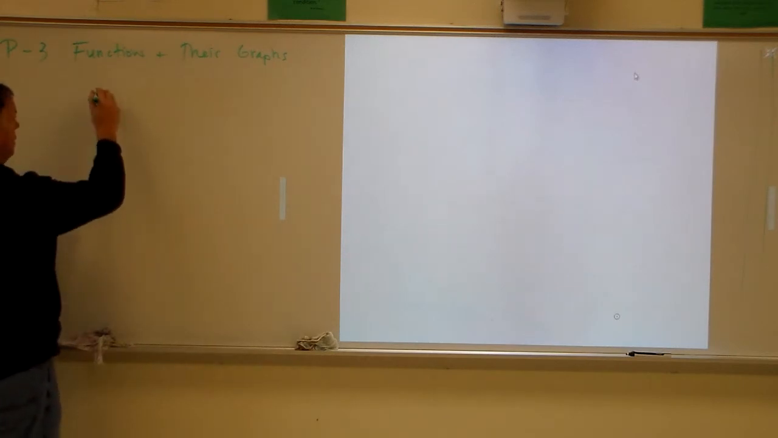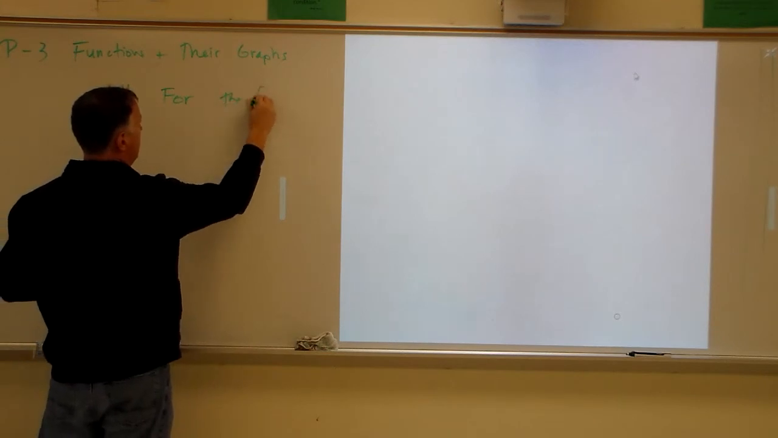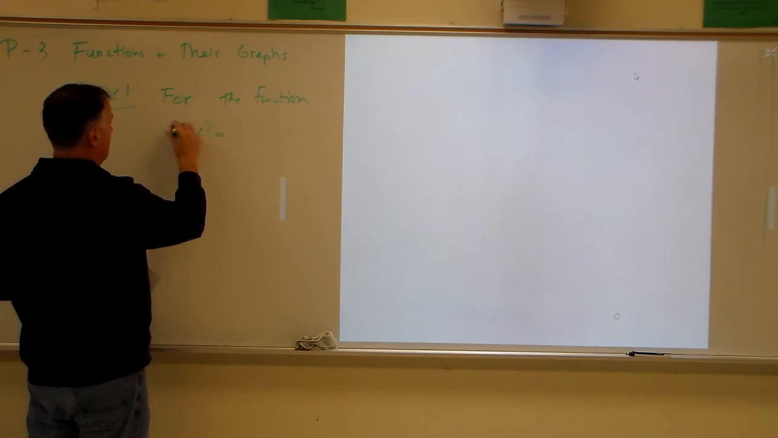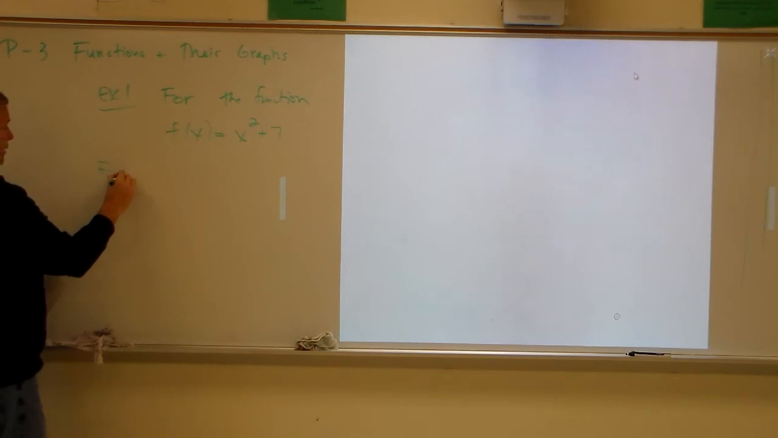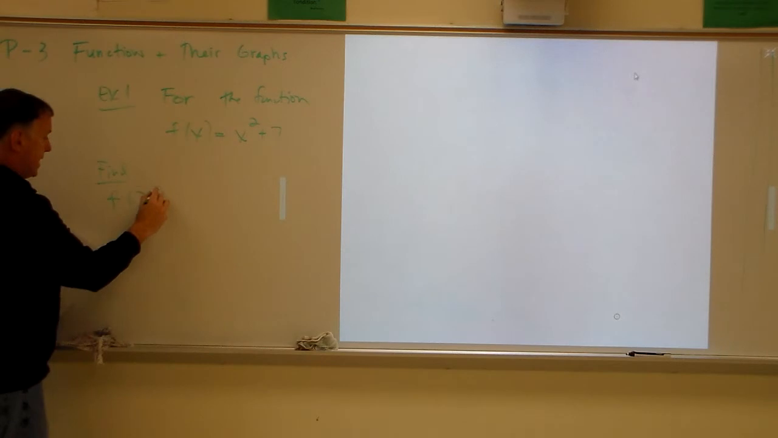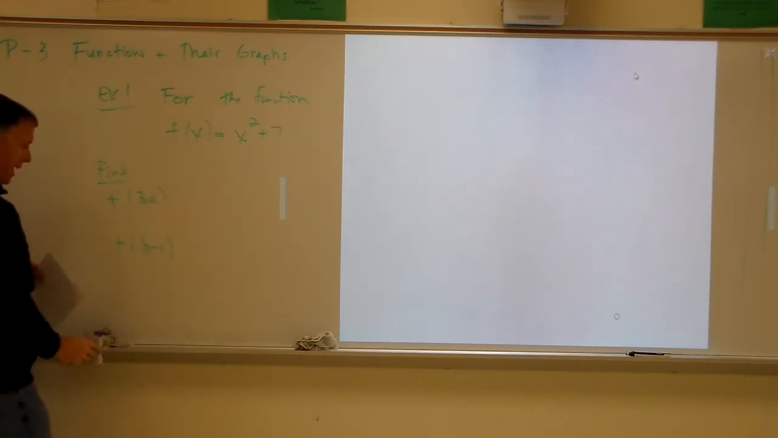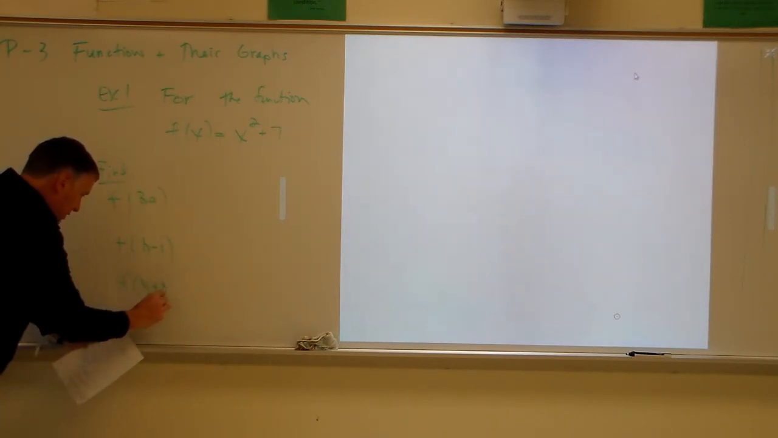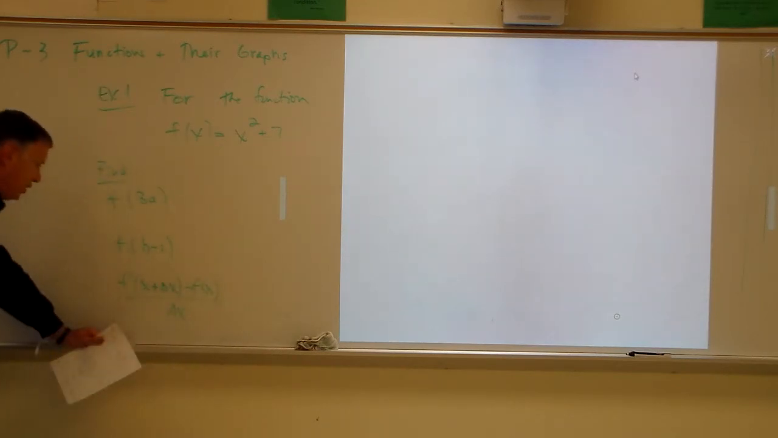So, example number 1, for the function f of x equals x squared plus 7, find f of 3a, f of b minus 1, and then the big mama, f of x plus delta x minus f of x over delta x. And you're going, what?